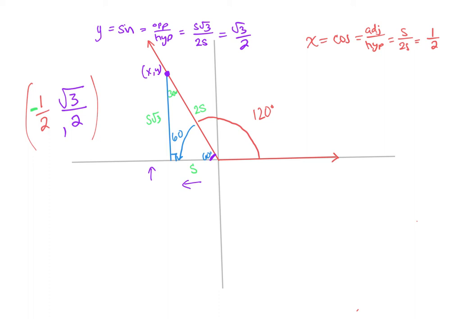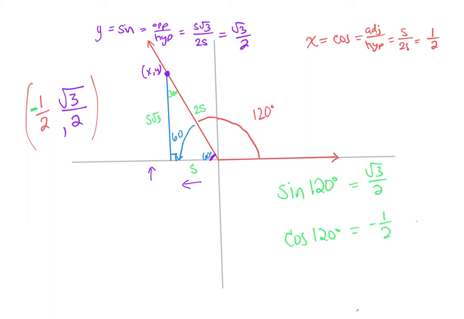So if I said, well, what is the sine then of a 120-degree angle? You would just give me the y value. What's the y value there? Square root of 3 over 2. If I said, what is the cosine of a 120-degree angle? You would say negative 1/2.